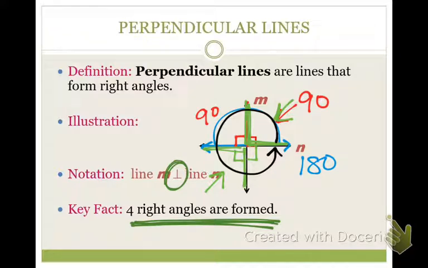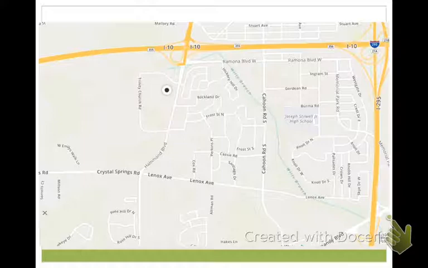Okay? So we're going to do the same thing we just did with parallel, but with perpendicular. You're going to find perpendicular roads on this. There's one really big one. What do we think? I-10 and 295. Do y'all know this fact? What direction does I-10 go?